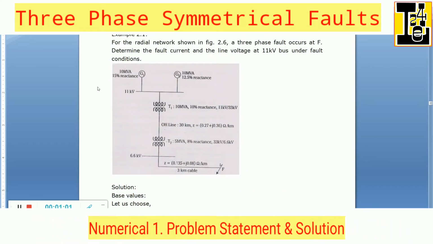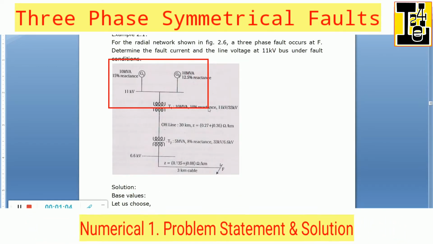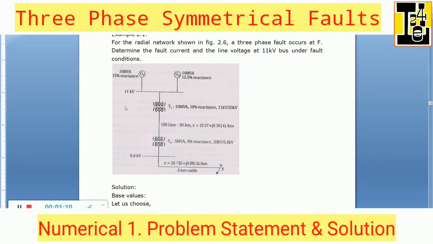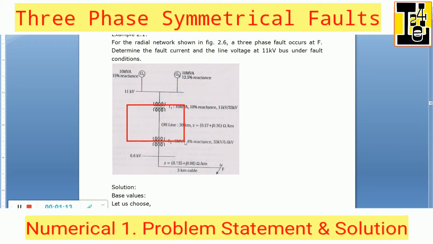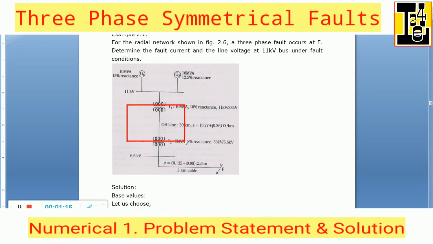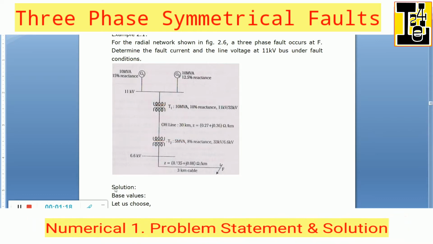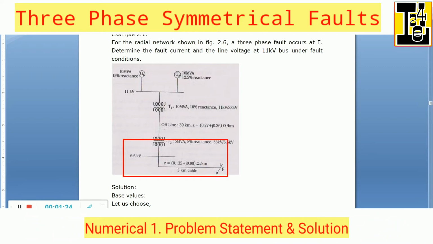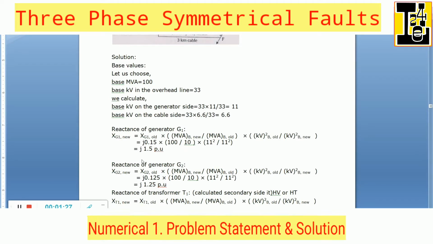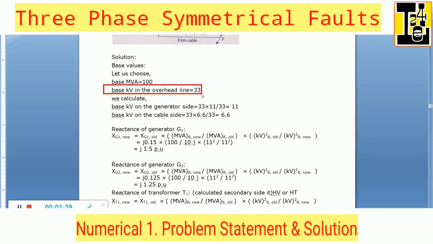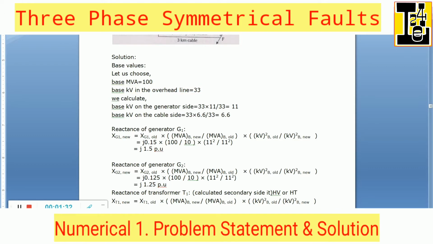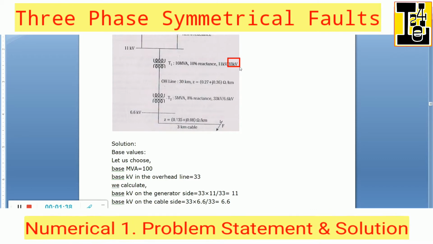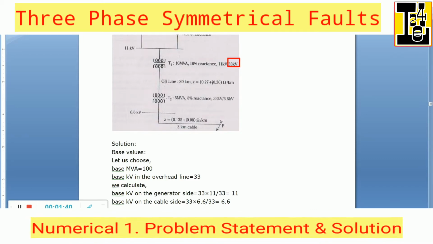As there are three sections here, one is the generator section including the transformer T1 primary, another is the overhead transmission line section including T1 secondary, the transmission line and T2 primary, and the third section has the T2 secondary and the cable region. So there are three regions. Out of the three regions, I will choose the base kV in the overhead transmission line, that is 33 kV, based on the ratings given here. You can observe the secondary winding rating here is 33. So based on that, I have chosen that.